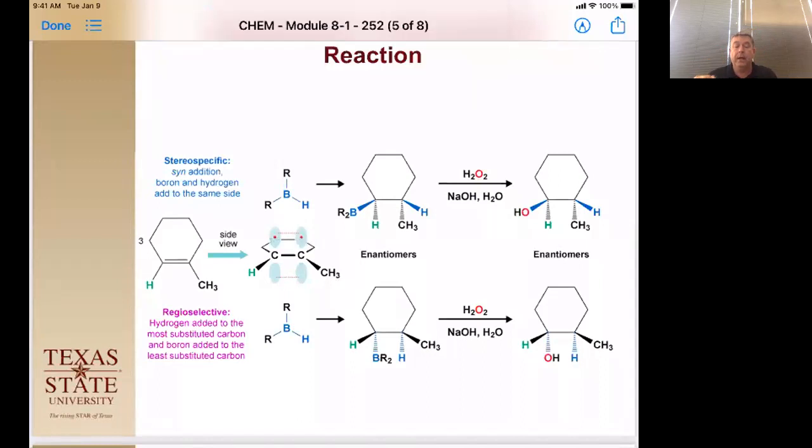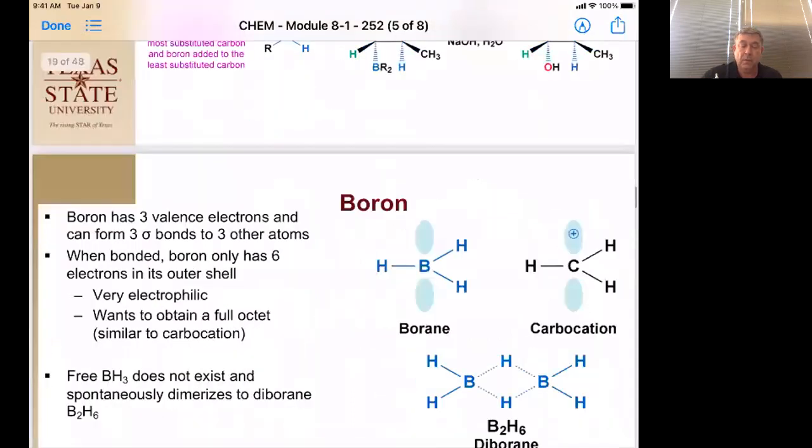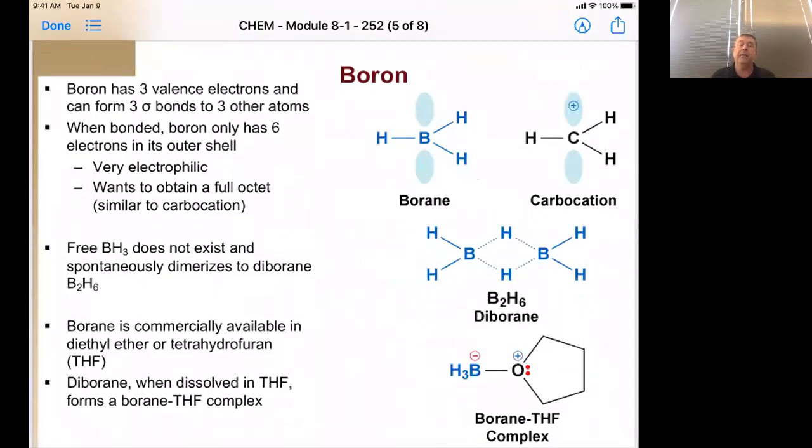All right. Okay, so that's very important. But why is it syn? Well, it's kind of syn because of the nature of boron. Boron has trigonal planar geometry. It has an empty p orbital. Okay. It's kind of like the carbocation, where it's trigonal geometry and an empty p orbital.